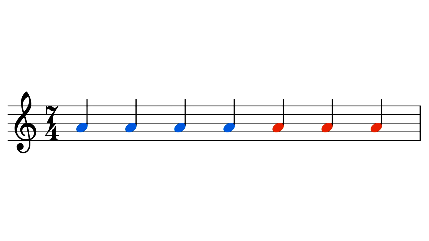Despite this grouping of 4 beats and 3 beats, songs in 7-4 still undeniably have an odd feel to them, an off-kilter energy, which is part of the rhythmic charm and character of the song.